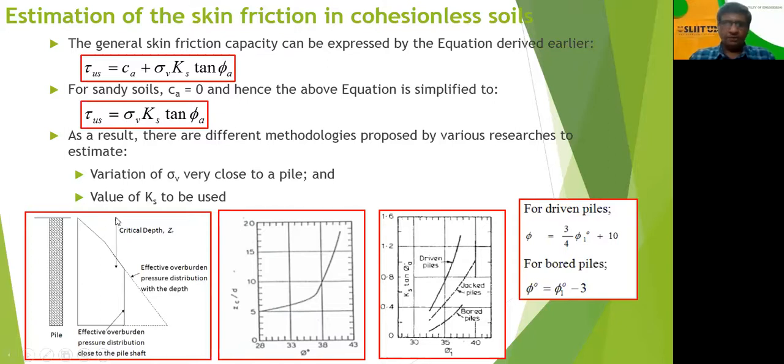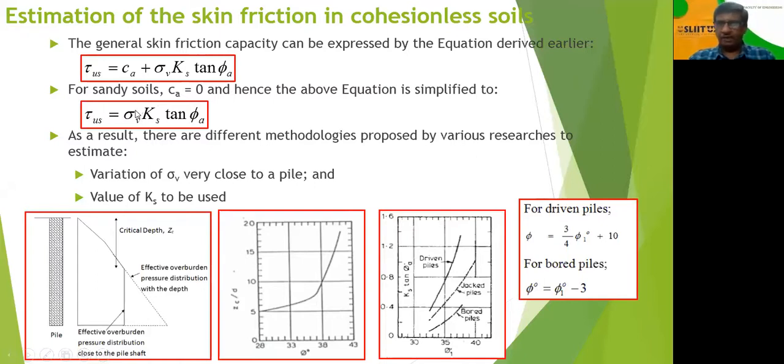So what we do is we assume that very close to the pile, the vertical effective stress will vary as it is up to a critical depth, and below the critical depth it will remain constant. That is the critical depth concept that we use, because it is based on the load test results, right? Those are measured results, so up to a particular level it will increase linearly and thereafter it will remain constant. So that is the critical depth concept, the variation of sigma v very close to the pile.